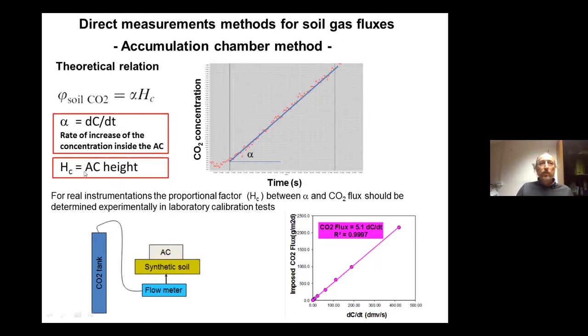This factor, if you want to be more precise, can be determined, for example, by laboratory calibration of the instruments. We can use a tank of carbon dioxide. We measure the flux that we put into a very small soil, and we repeat several measurements of different known flux. So we can build this diagram that represents the relation between the rate of increase of concentration and the flux. So we can estimate our equation that we can use for computing, from the increasing concentration inside the chamber, the flux of the gas.